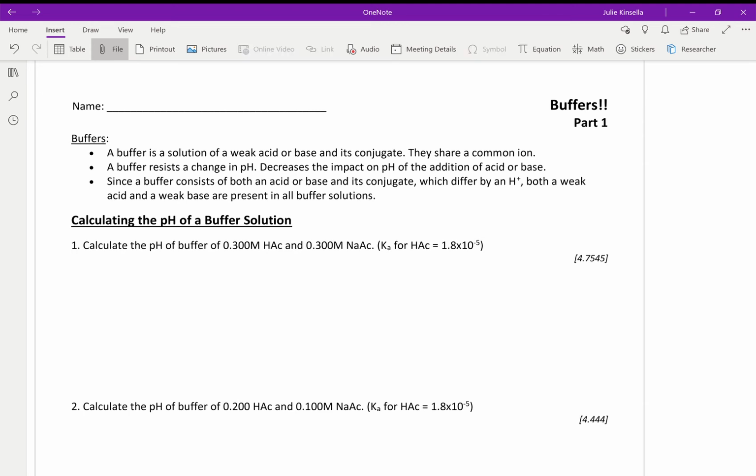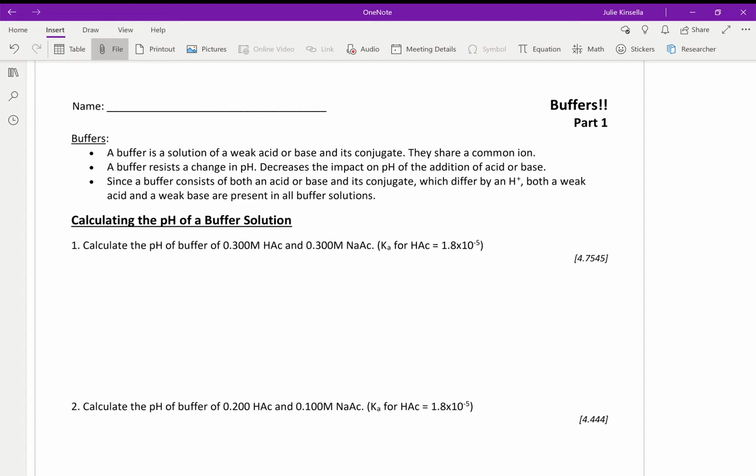All right, we are going to jump right into our topic on buffers today. If you did the POGL and you watched the 2 videos I posted, you kind of have an idea already of what a buffer is. That is, this is a solution that has a weak acid and a weak base present in it that are conjugates of each other. And because both are present, they resist changes in pH when acid or base is added to the solution. If you watched the 2 videos, you saw, this is pretty applicable in our daily lives.